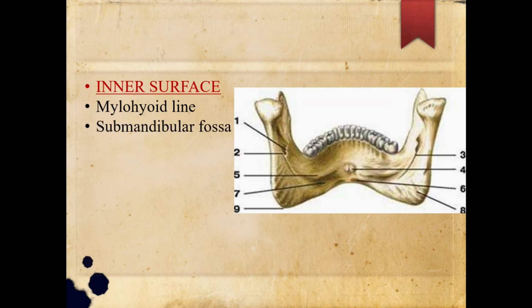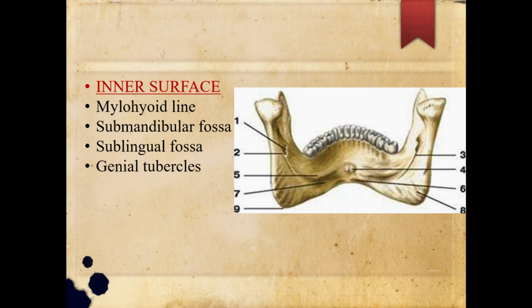The submandibular fossa. Below the mylohyoid line, the surface is slightly hollowed out to form the submandibular fossa, which lodges the submandibular salivary gland. It is marked by number 7 in the figure. The sublingual fossa. Above the mylohyoid line, there is the sublingual fossa in which the sublingual gland lies.